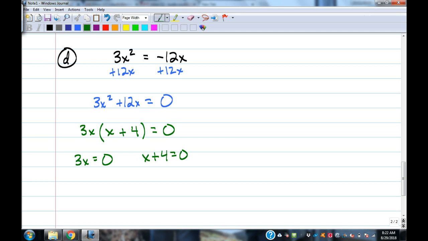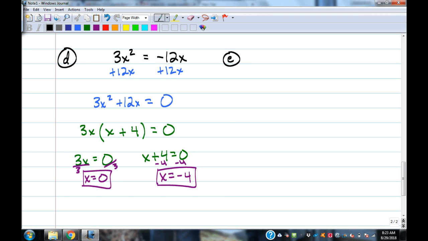Okay. What times 3 gives me 0? 0. So x has to be 0 for that one. And this one is x equals negative 4, just by doing that subtraction. Technically, you're dividing by 3 here. But I think we're all at the level where you should be able to just think those one-steppers. Just think them.